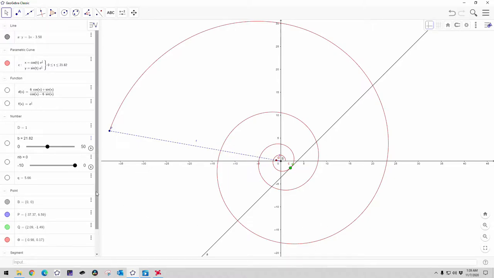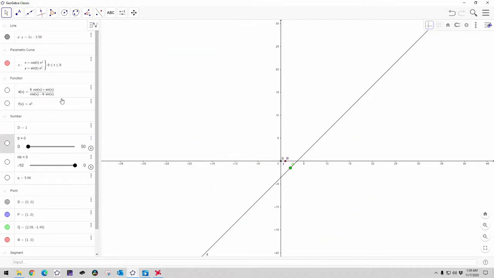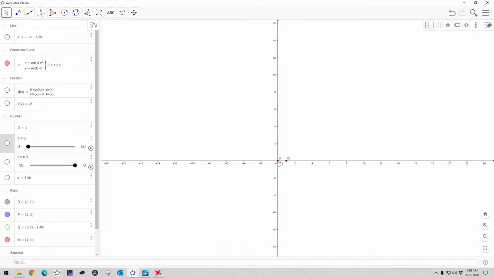Okay, so the next example, what we want to talk about here, let's turn these off. I'm going to zoom back in. Our function was 3 plus 4 cosine theta.